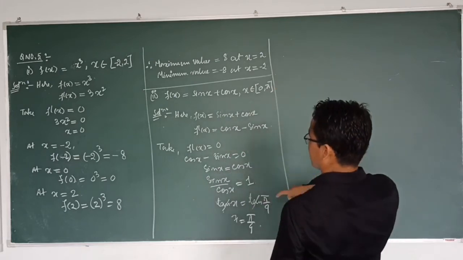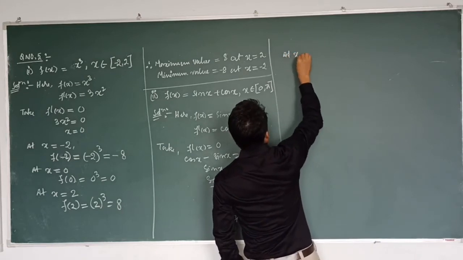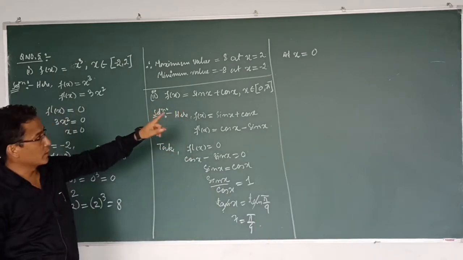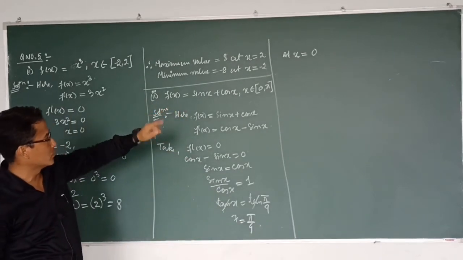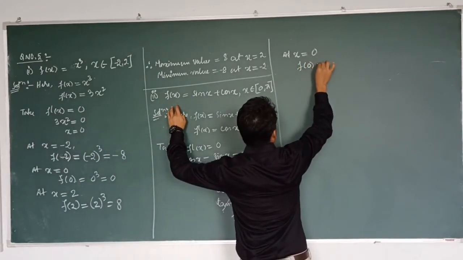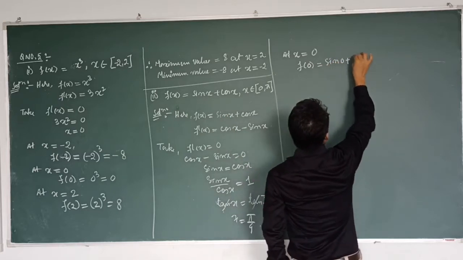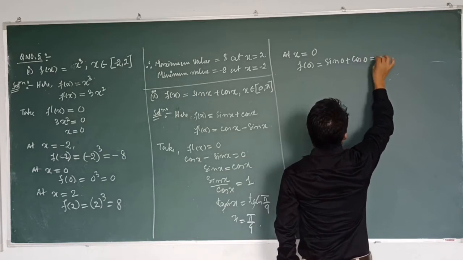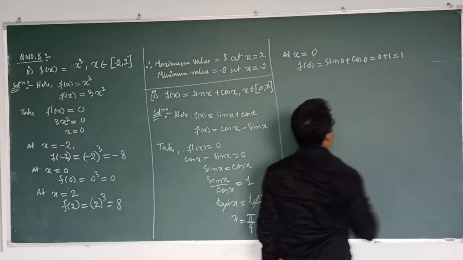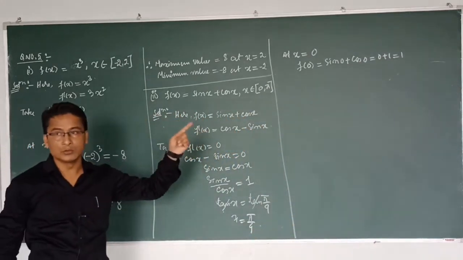What is our function? Our function is this. So at x equal to 0, we put the value x equal to 0 in the function f(x). F of 0, what will we get? We will get sin 0 plus cos 0 equal to 0 plus 1 equal to 1. So sin 0 is 0 and cos 0 equals 1.